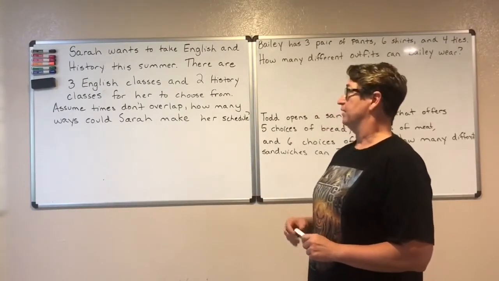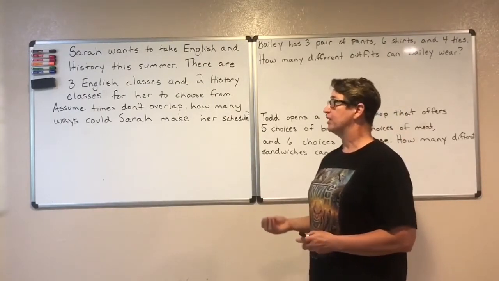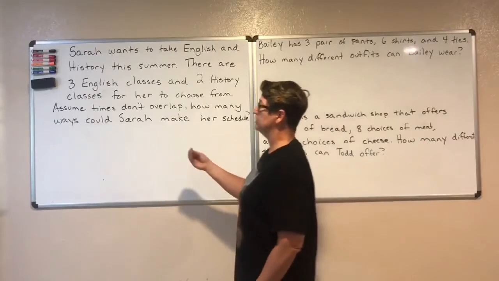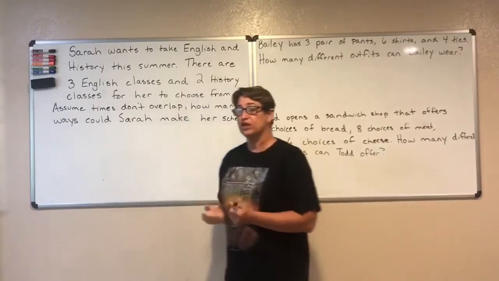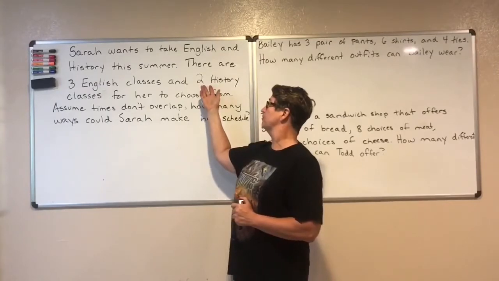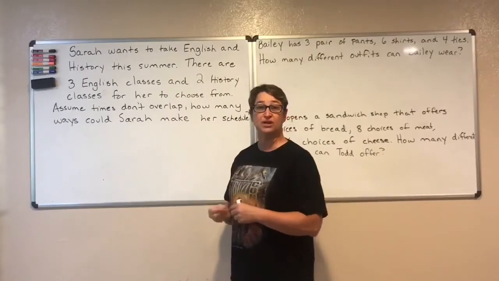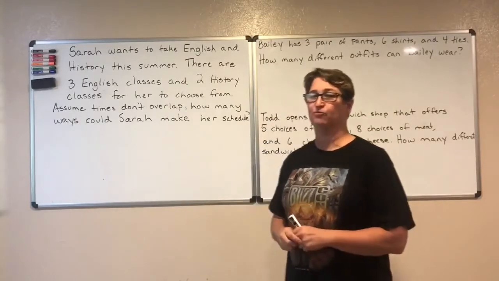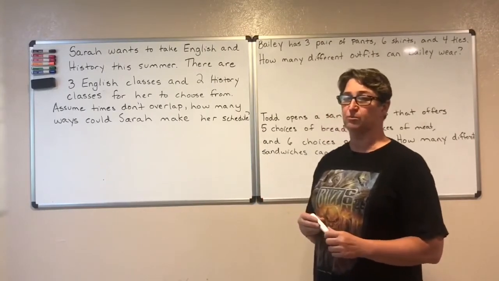So here's an example of that. Sarah wants to take 2 classes this summer, English and history. And there are 3 English classes and 2 history classes for her to choose from. Now notice that whichever English class she decides to take, it's not going to influence her decision with her history. In other words, those choices are independent of one another. And we're assuming that the times don't overlap for any of the classes. And she wants to know how many different schedules she can make.